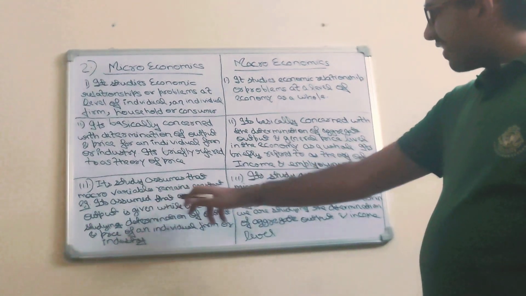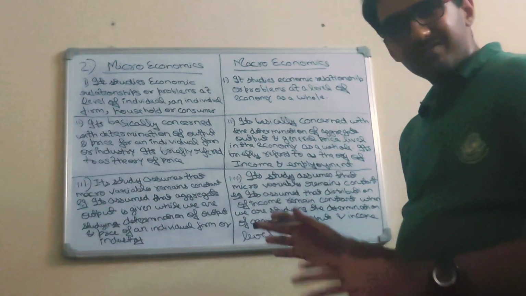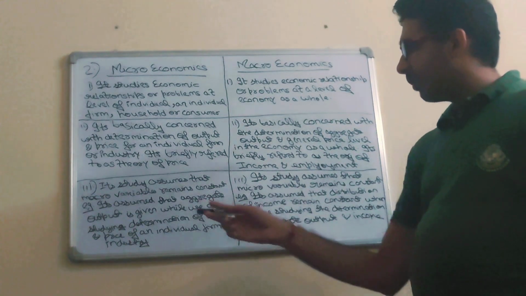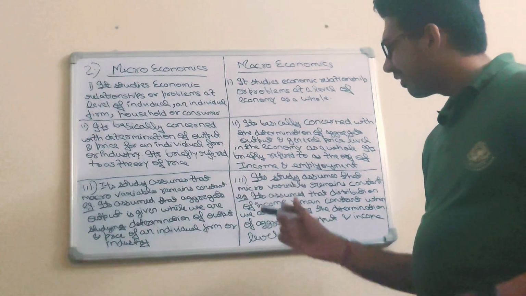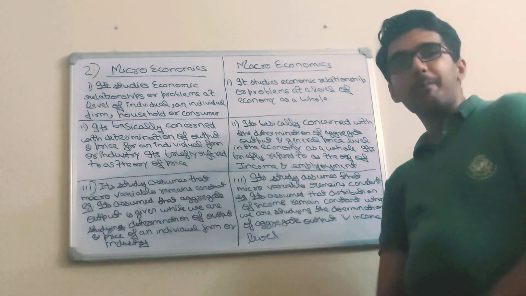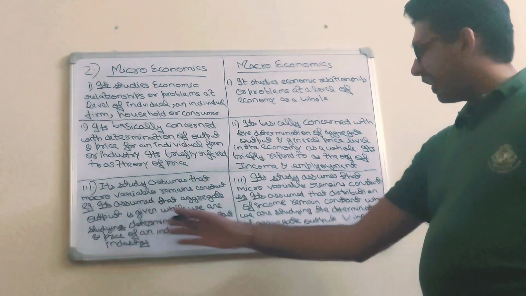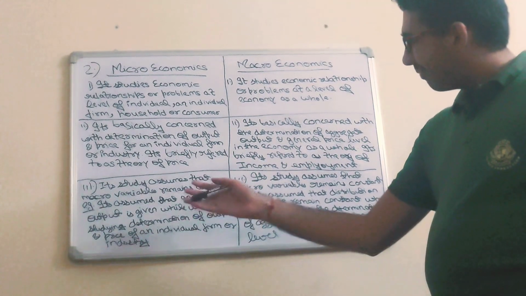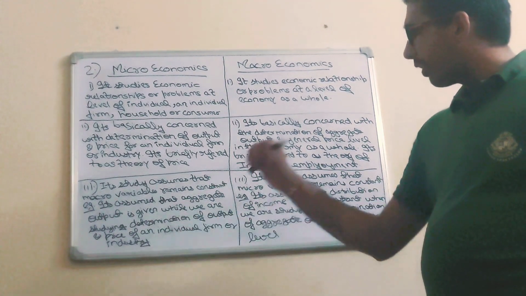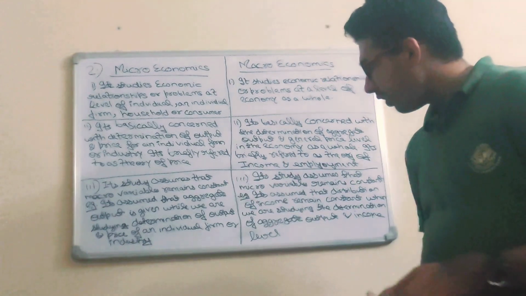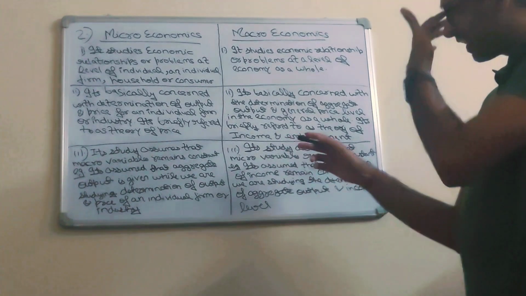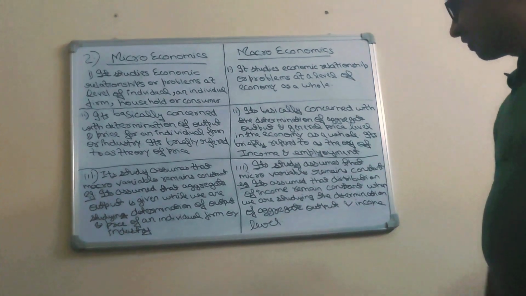For example, it is assumed that aggregate output is given. As I told you, aggregates come in macroeconomics. So we are taking aggregate output as given or constant while we are studying the determination of output and price of an individual firm. When we go for an individual firm, we take aggregate output constant, so that we are able to find the output of a firm, how much it can produce, or the price of a firm.